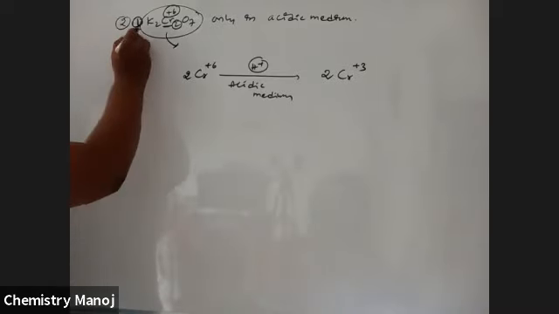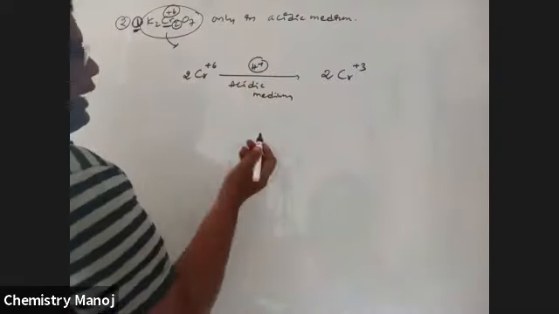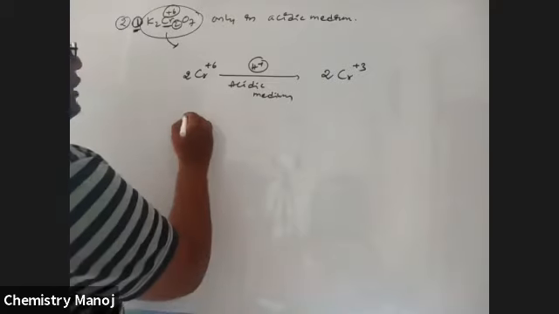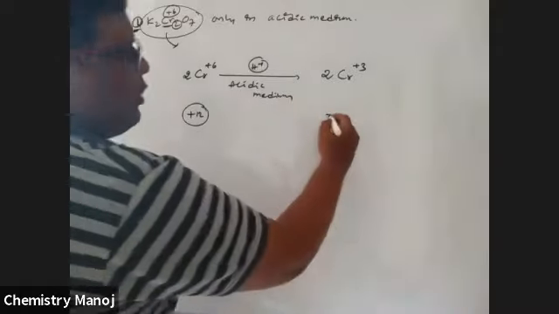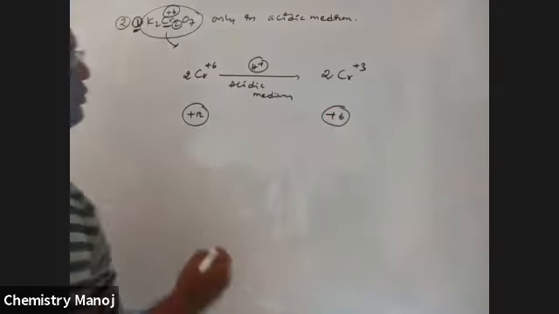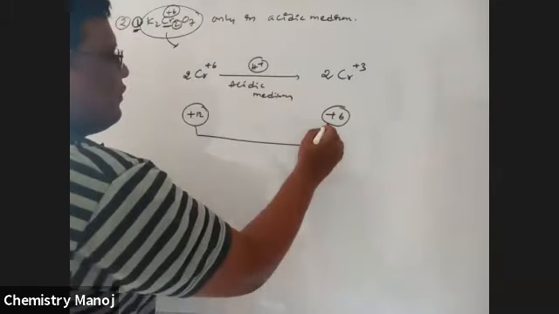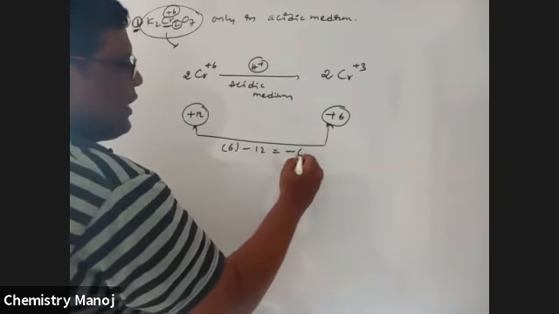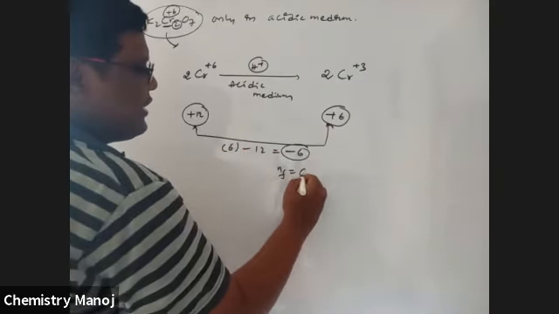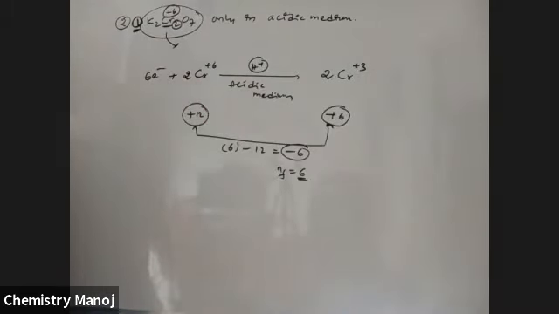One mole of K2Cr2O7 contains 2 moles of chromium, so 2 moles are taken. Therefore, for the n factor, the total oxidation state is +12 on one side and +6 on the other. The difference of these two is 6. That means the n factor is equal to 6. That means it gains 6 electrons to balance these two.